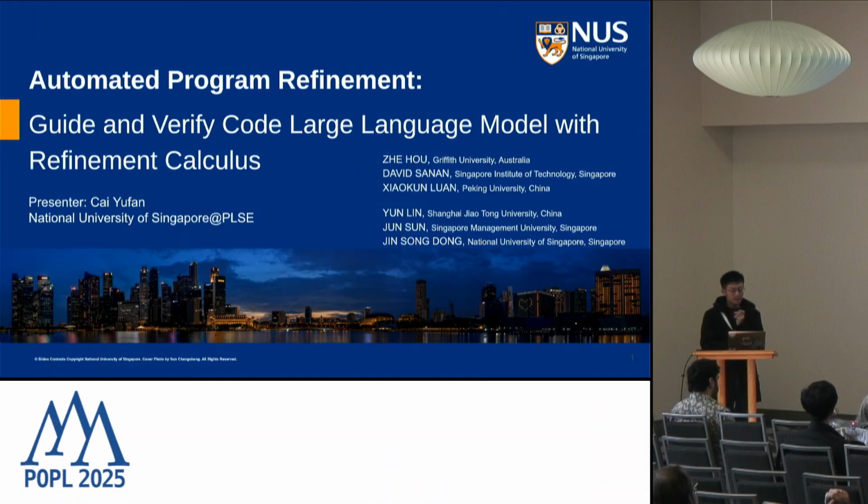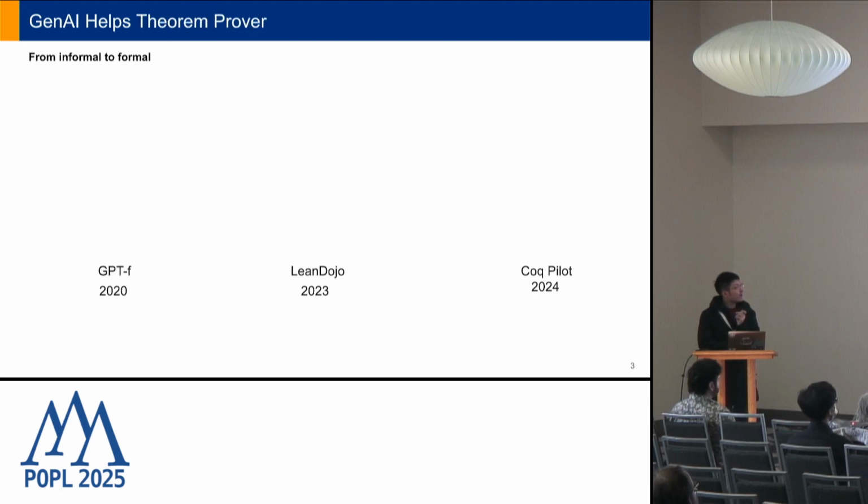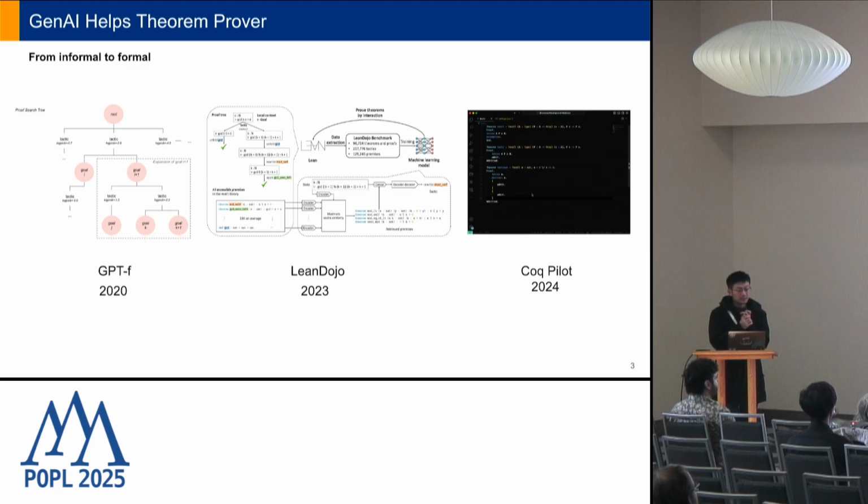So with refinement calculus. As is known to all, generative AI helps programming a lot, and there are multiple industrial products in generative AI and programming, like Copilot, ChatGPT, and Cursor. And we also see many applications of generative AI in theorem provers that translate informal models to formal ones. We use GPT models and Copilot to help the theorem provers.